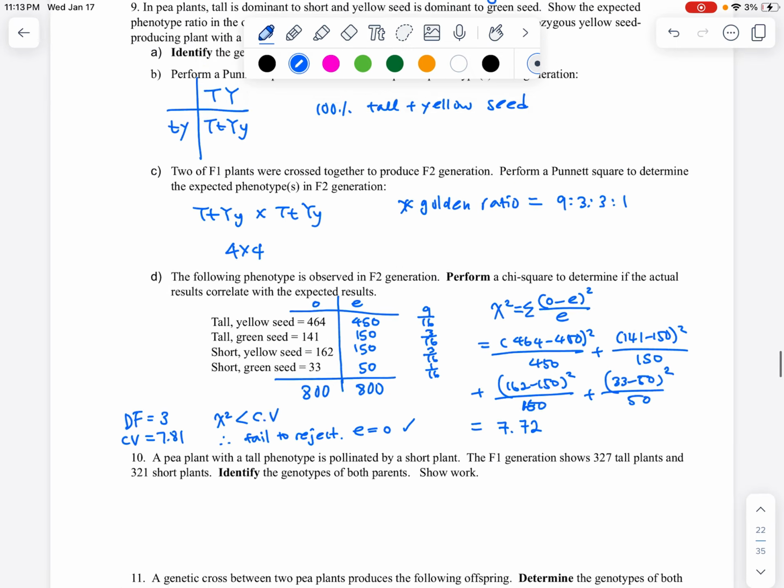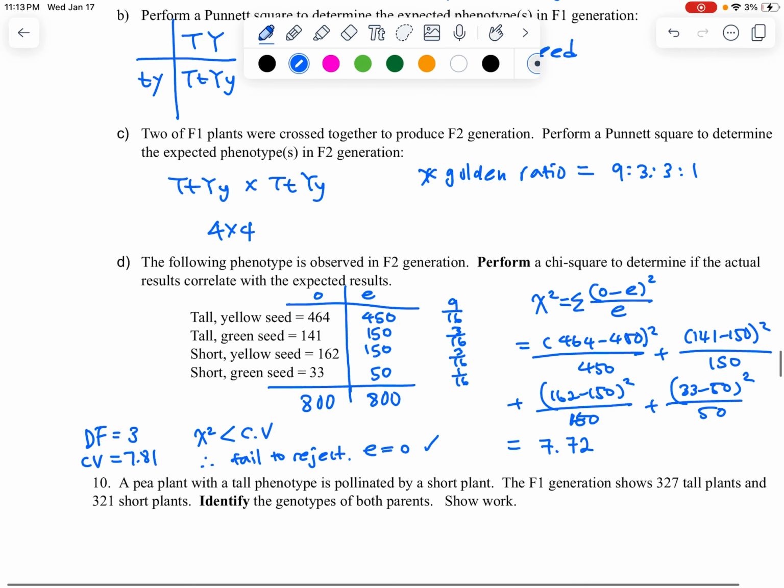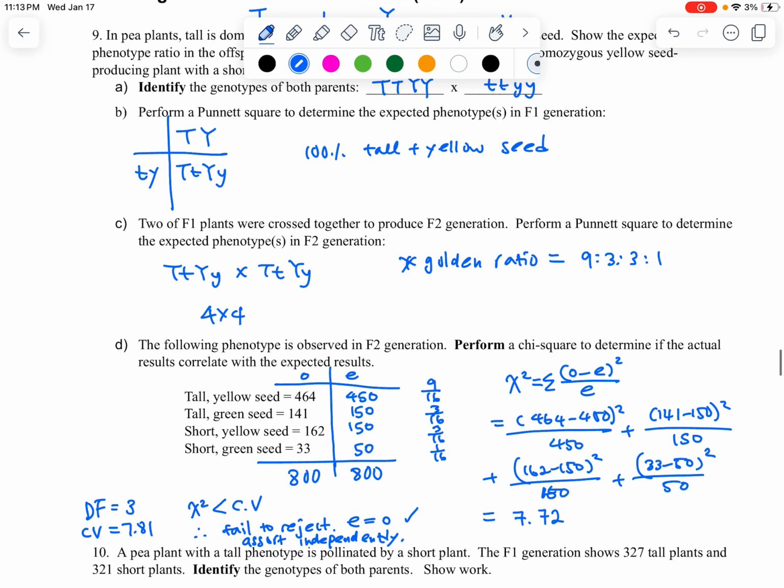So that's the overview of number 9. So that means that these two genes assort independently. The gene determining the plant height and the gene determining the seed color, they are two genes that assort independently, meaning they're located on separate chromosomes and they are not affecting each other. So that's the overview of number 9.